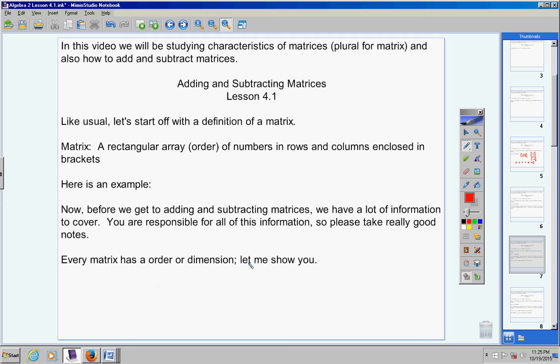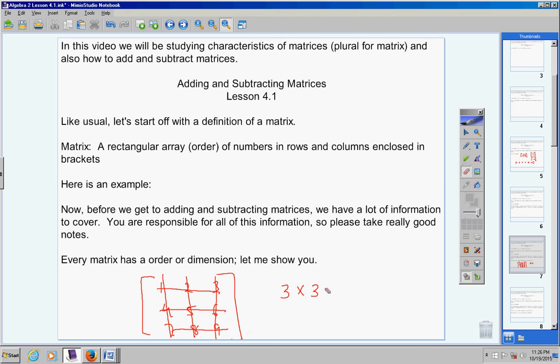So let's take a look at one more matrix. 1, 2, 3, 4, 5, 6, 7, 8, 9, okay? Well, your rows come first. Count the rows. 1, 2, 3. Your columns come second. Count the columns. 1, 2, 3. So in this case, your rows matched your columns. We call this a 3 by 3 matrix. A 3 by 3. I'm going to move on, students.